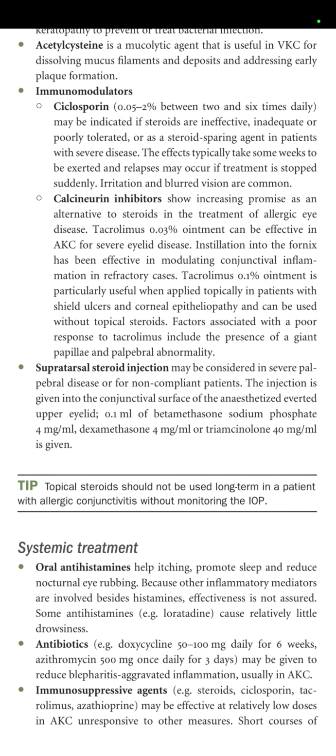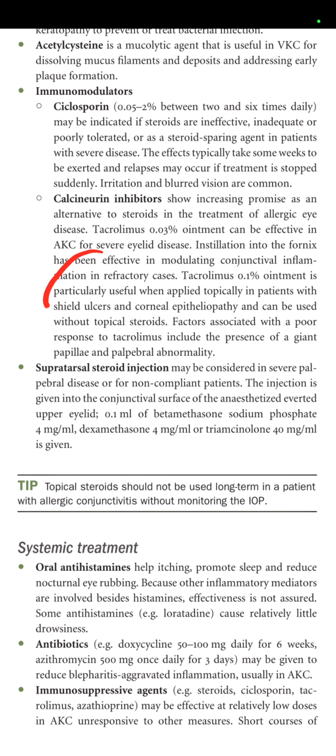Supratarsal steroid injection may be considered for severe palpebral disease or for the non-compliant patient. The injection is given into the conjunctival surface of the anesthetized, everted upper eyelid. 0.1 ml of betamethasone sodium phosphate 4 mg per ml, dexamethasone 4 mg per ml, or triamcinolone 40 mg per ml is given. Topical steroids should not be used long term in a patient with allergic conjunctivitis without monitoring the IOP.